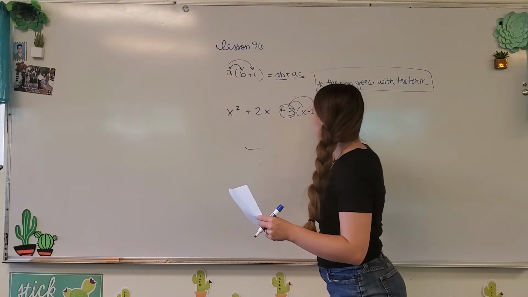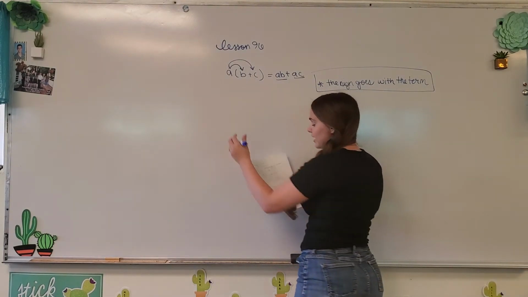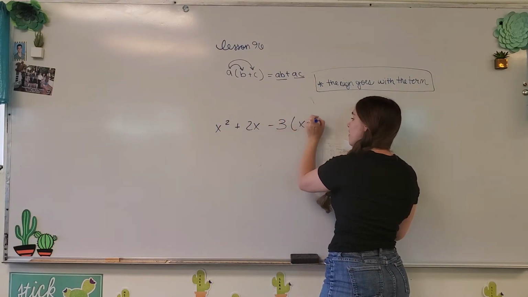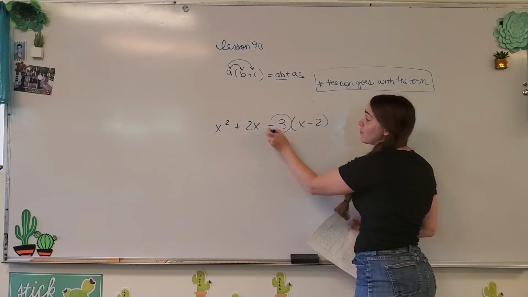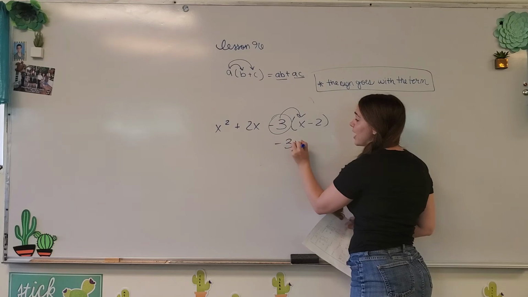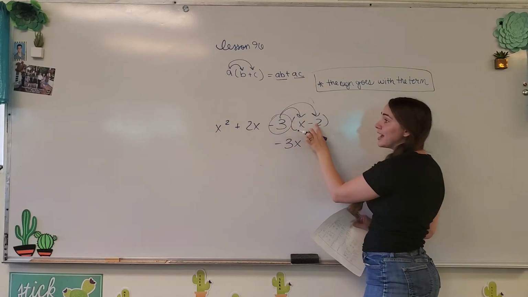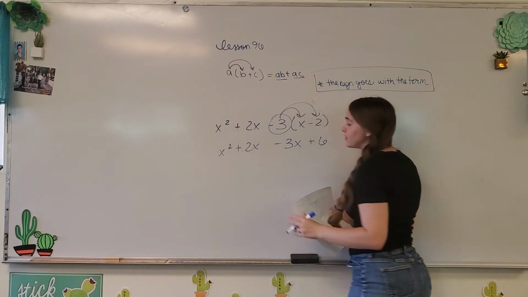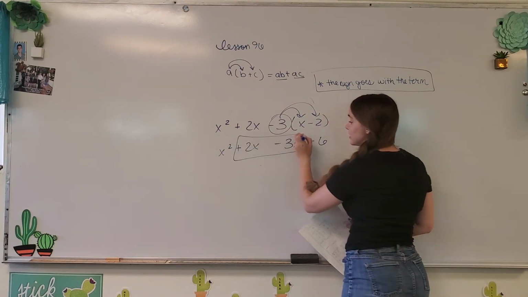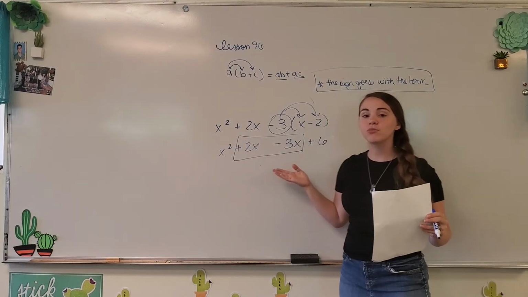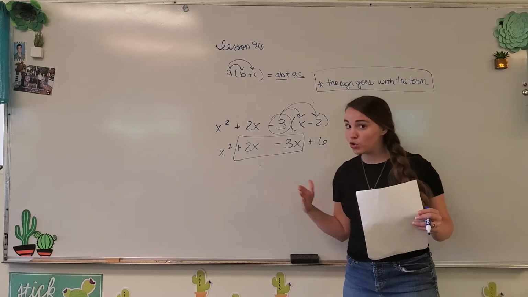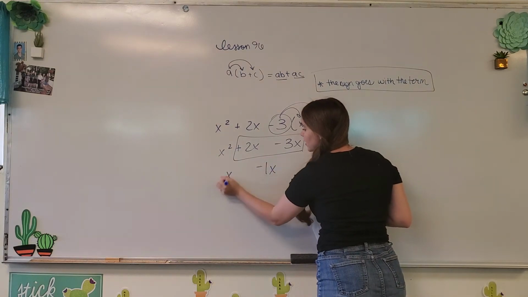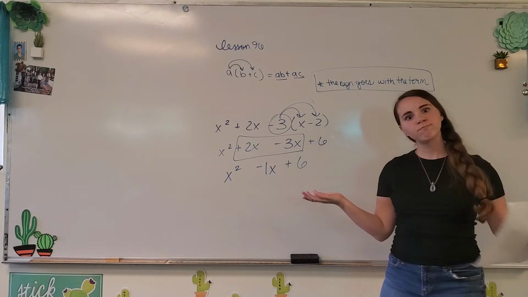And that brings us to example 4. X squared plus 2x minus 3, and then you have an x minus 2. Now we take the negative when we multiply. Negative 3x, and negative 3 times negative 2, positive 6. Keep the other stuff, and all we can put together again are the x's. So we have a positive 2x and a negative 3x. So all we're doing is 2 minus 3, okay? And we should know that's negative 1. Keep the x squared and keep the 6. And that's all you can do.